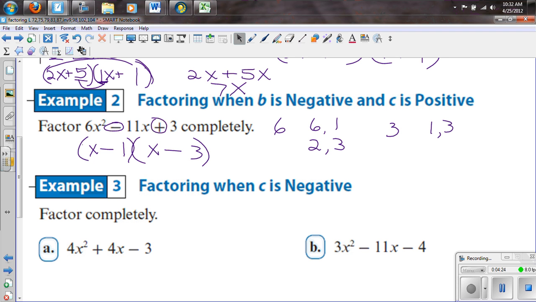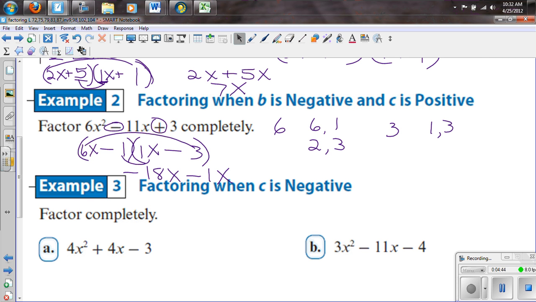So if we put 6 in here and 1 in here, does that give us negative 11 when we add those together, the outside and the inside term? Well, this is a negative 18x. This is a negative 1x. So no, that doesn't work because that's going to be a negative 19x and we want negative 11x.